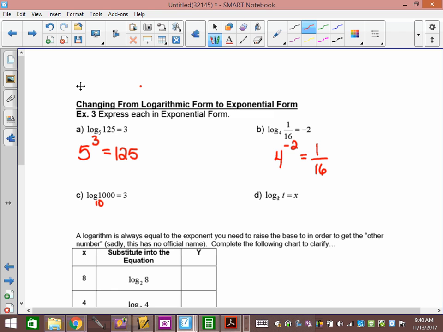Now, can I show you something else that's interesting? If you take the base and you figure out what exponent gets you this, it also gets you the answer. So 10 to what exponent is 1,000? 3. 5 to what exponent is 125? 3. 4 to what exponent is 16? 2. 4 to what exponent is 1/16? Negative 2. So you can do it that way as well.